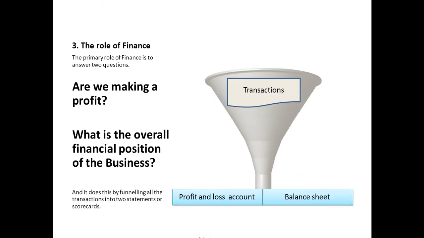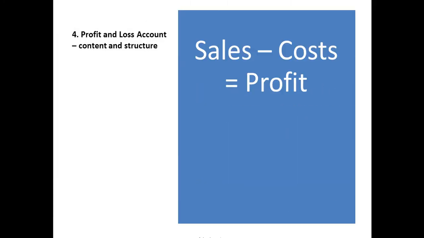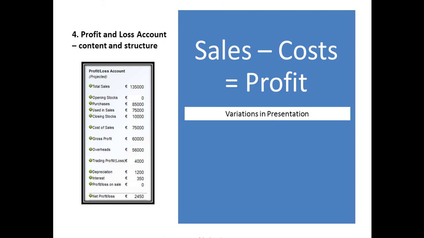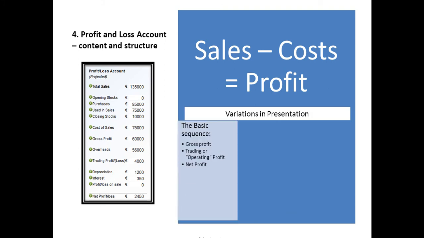And it does this by funneling all the transactions into two statements or scorecards called the profit and loss account and the balance sheet. The profit and loss account, at its most basic, simply deducts costs from sales to derive profit, as in that example. But there are variations in presentation. The basic sequence is gross profit, trading profit, and then net profit, as you can see from the example.